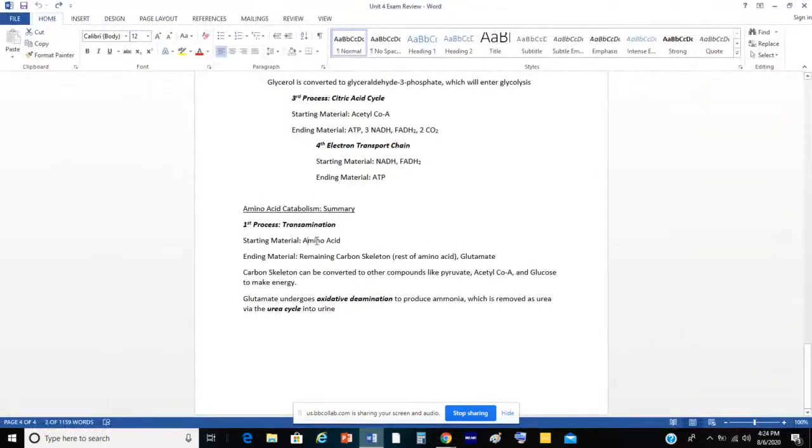And it's the remaining carbon it's going to use. So you start off with your amino acid, remove the nitrogen, so you're left with the rest of the carbon skeleton of that compound. The nitrogen gets trapped as glutamate, and glutamate will undergo oxidative deamination to produce ammonia, and your body will get rid of ammonia in the urea cycle in your urine. When you talk about that urine smell, what you're usually smelling is ammonia.